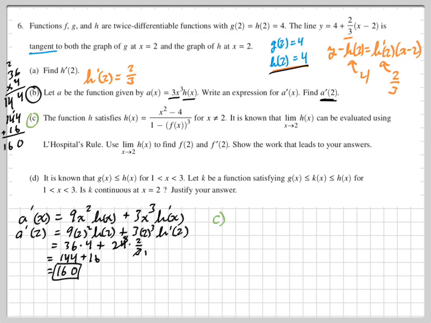Now I'll be honest with you guys, when I first looked at C, I was like, what the heck? I have no idea where to go. And I sat here and thought about it for a minute, and I thought, well, if I was a student taking this, I would skip it right now and move on to D.